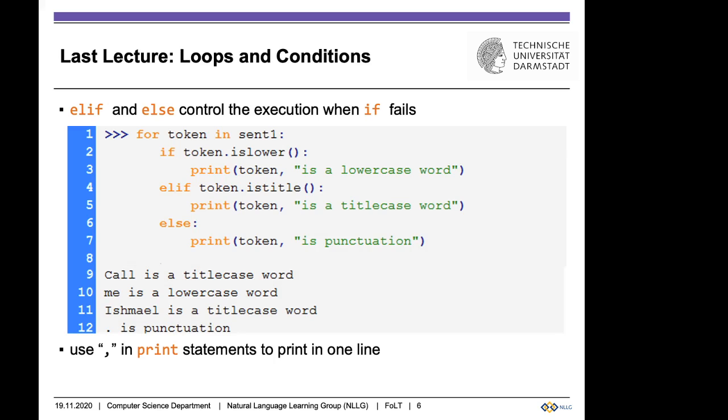Also, we learned how to write loops and conditions. For example, we can use elif and else to control the execution when if fails. For example, we iterate over every word in the sentence once using a loop. Then we check if this word is lowercase. If not, then we go to the elif step to check if this word is title case. If not, we go to the else step to print this word.